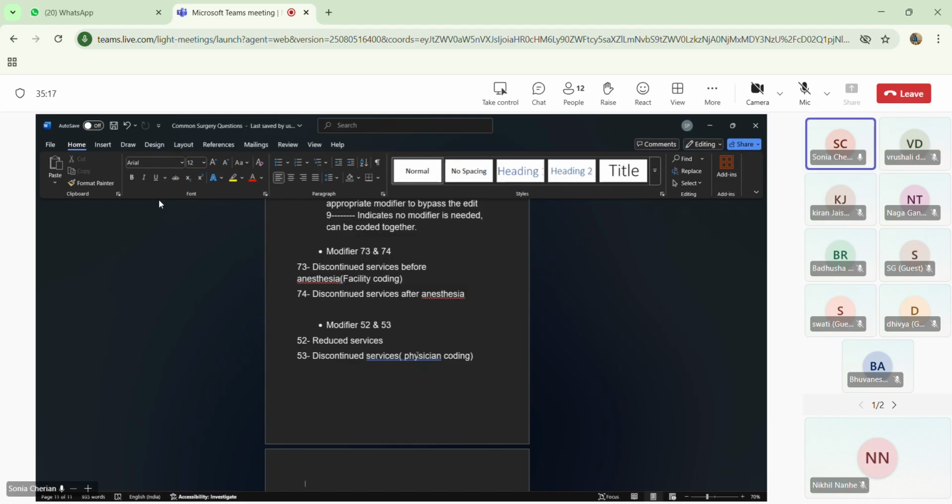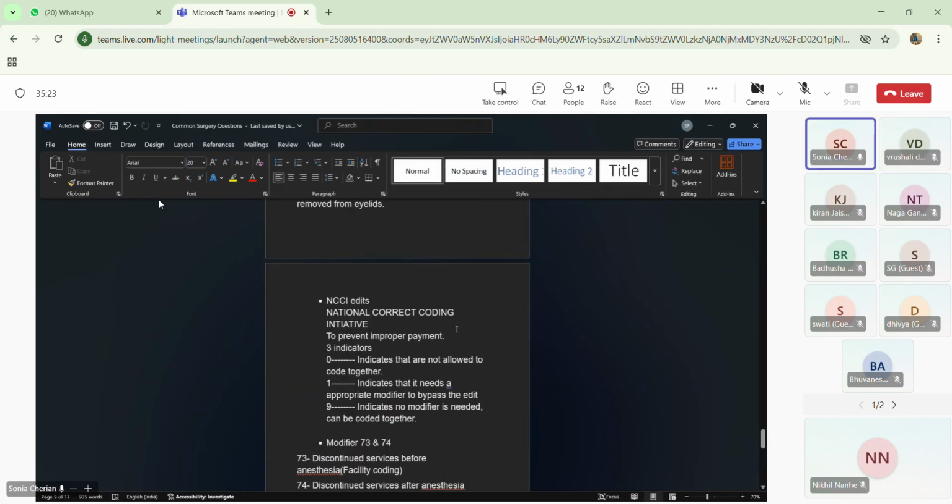Can you repeat the NCCI edit please? So the NCCI edit is nothing but to prevent improper payment. If you are coding a chart and it has a lot of procedures to code for, it might have 3 to 4 procedures.